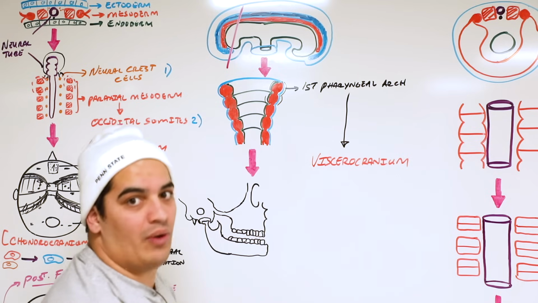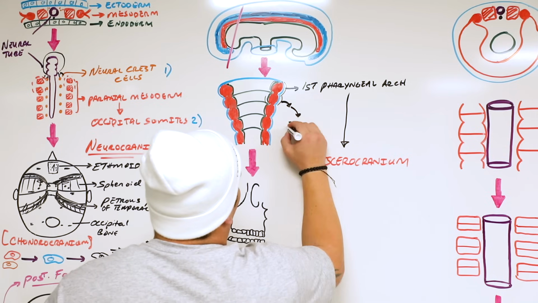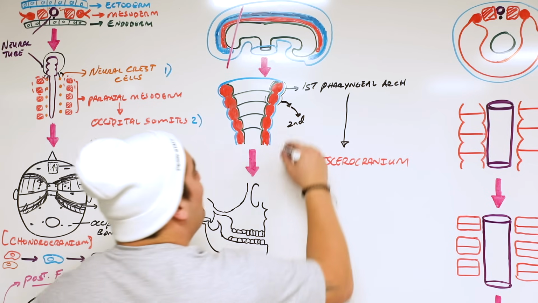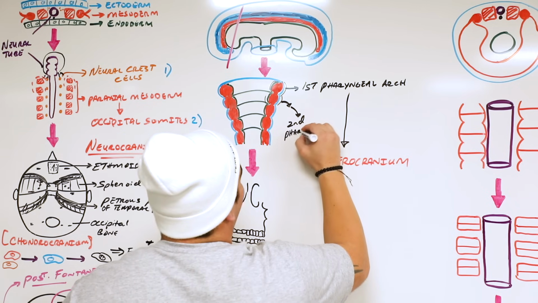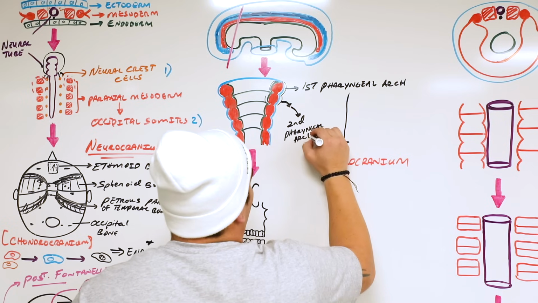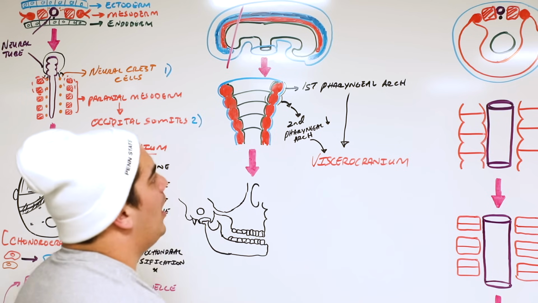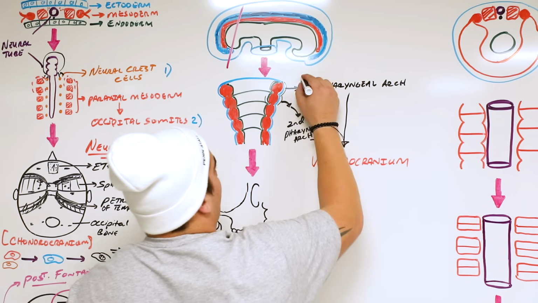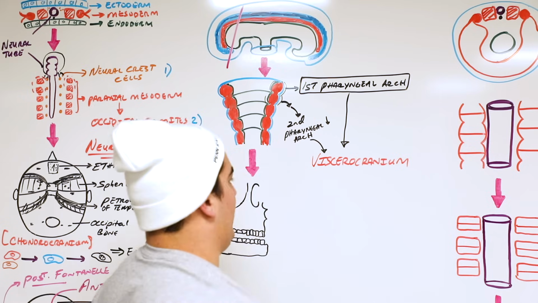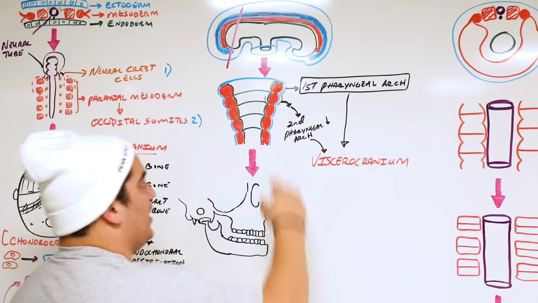So the first pharyngeal arch is going to be the structure that's going to develop into the visceral cranium. There is a teensy bit of the second pharyngeal arch for one little bone, and we'll talk about that one. But for the most part, all the structures of the visceral cranium come mainly from the first pharyngeal arch. All right, and the same process happens here.